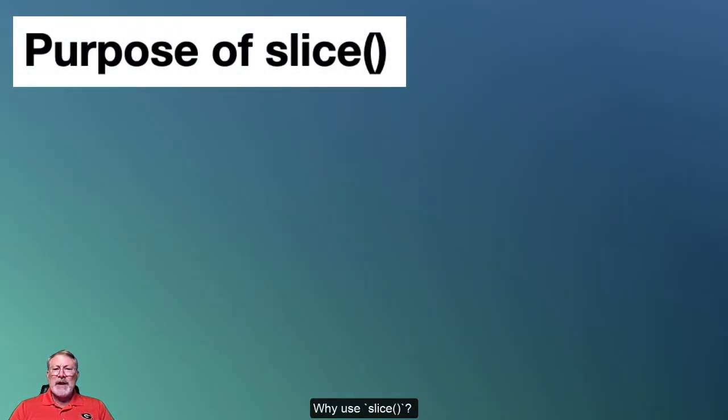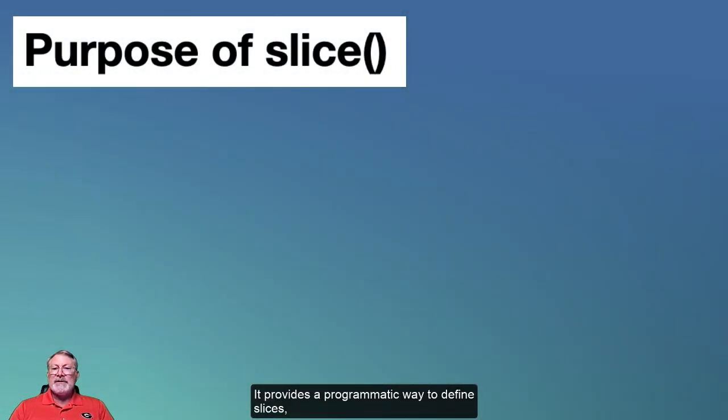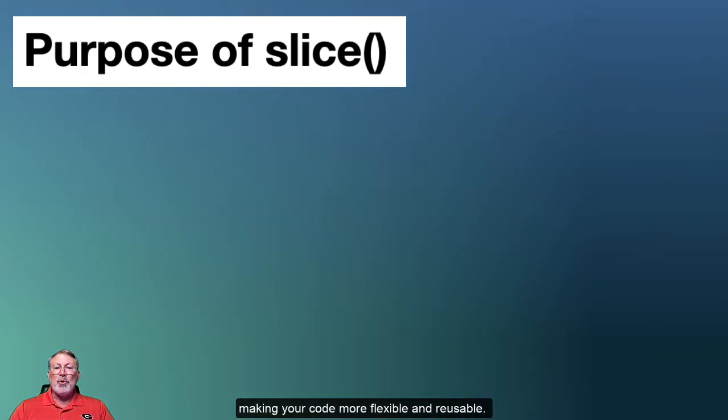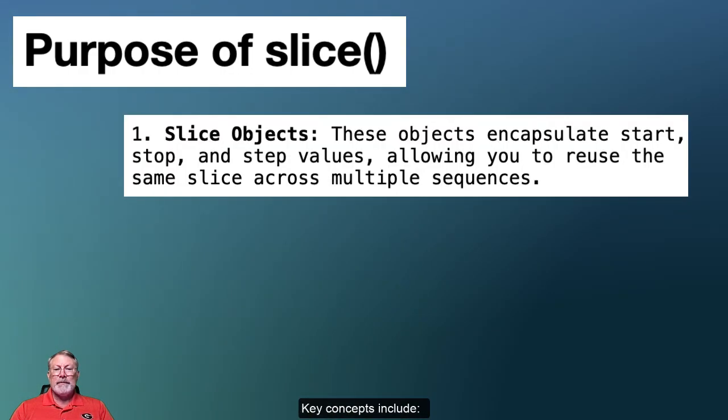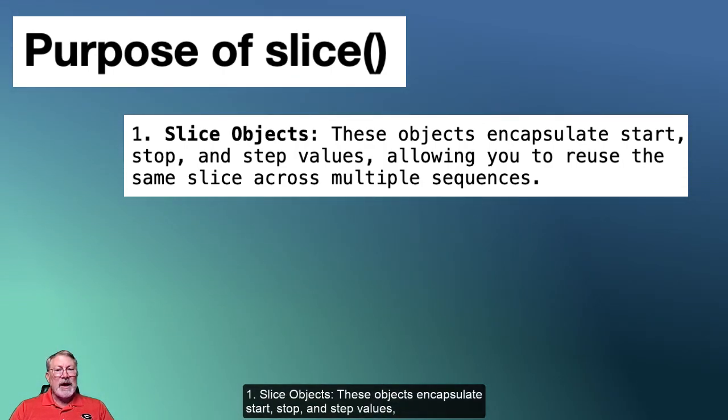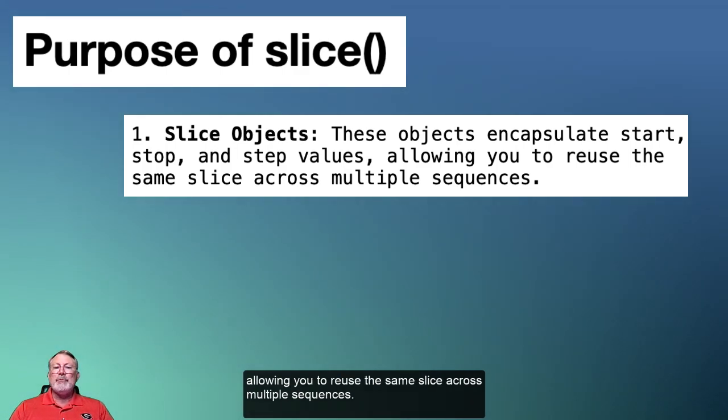Why use the slice function? It provides a programmatic way to define slices, making your code more flexible and reusable. Key concepts include slice objects. These objects encapsulate start, stop, and step values, allowing you to reuse the same slice across multiple sequences.